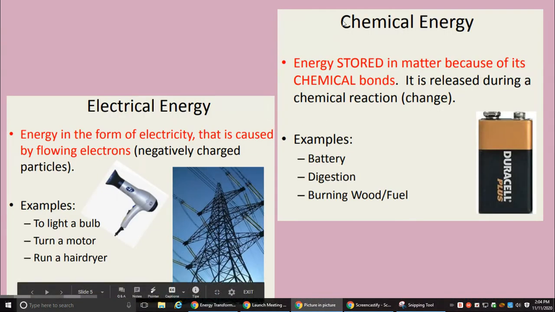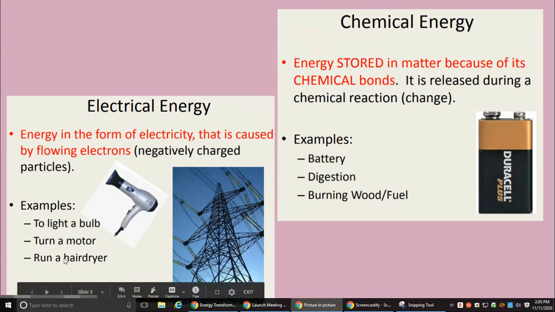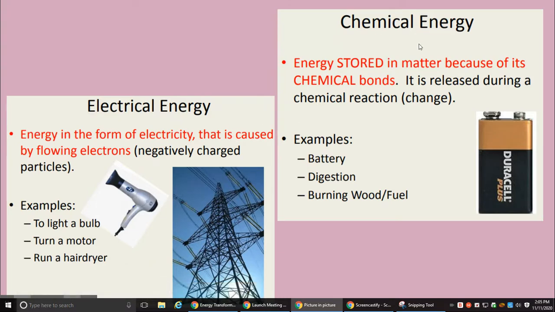All right, let's still look at some energies before we talk about those energy transformations. Electrical energy, energy in the form of electricity that's caused by flowing electrons. Examples would be a light bulb, to turn on a motor, run a hairdryer. So think of anything you need to plug into the wall would be electrical energy.